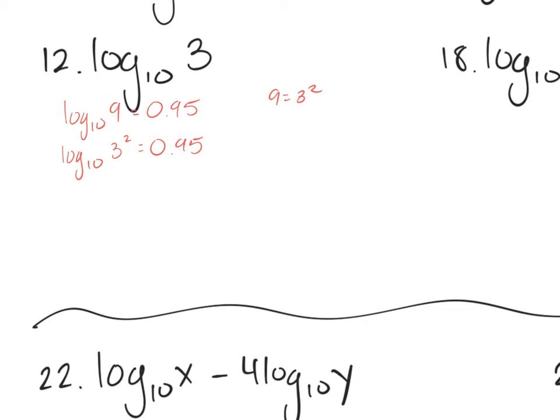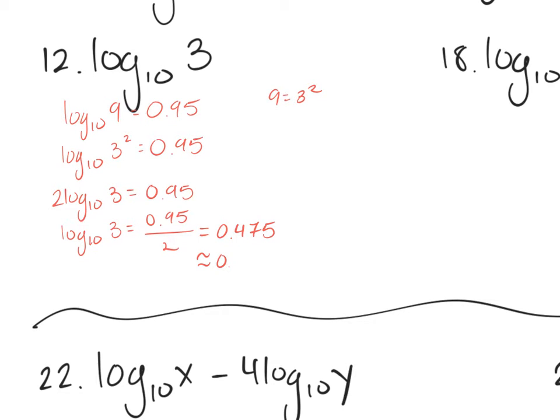Using the third law of logs, I'm going to bring that exponent down. So I've got 2 times log base 10 of 3 is equal to 0.95. And then I'm going to divide both sides by 2 so that I get log base 10 of 3 is equal to 0.95 divided by 2, which is equal to 0.475. We want to round to two decimal places, so this is approximately 0.48. And we've solved it.